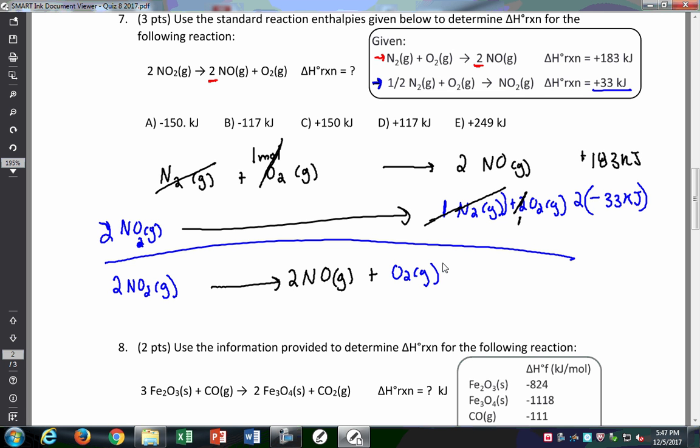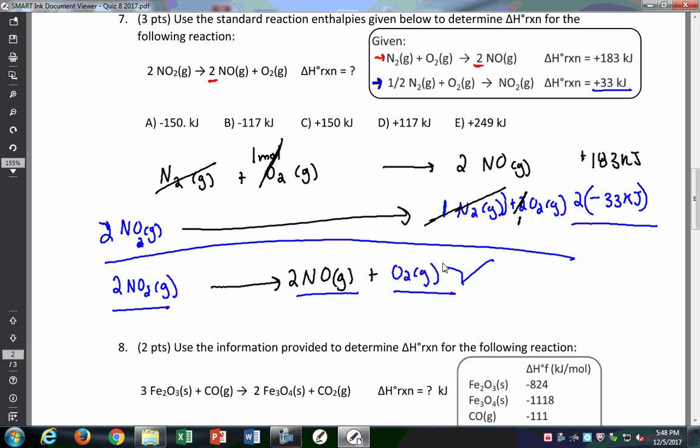So does my final reaction equal the reaction I'm trying to get? And it does. I should have 2 moles NO2 forms 2 moles NO plus O2, and what I found is 2 moles NO2 forms 2 moles NO plus 1 mole O2. So it's equal, so I know I did it correctly. That last step I just did is just to check to make sure that I did everything correctly.